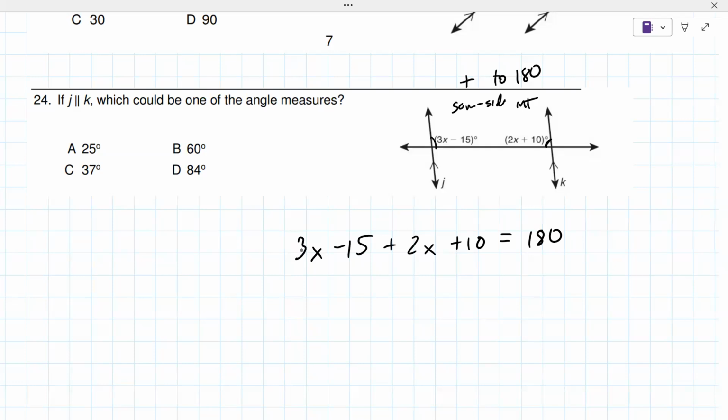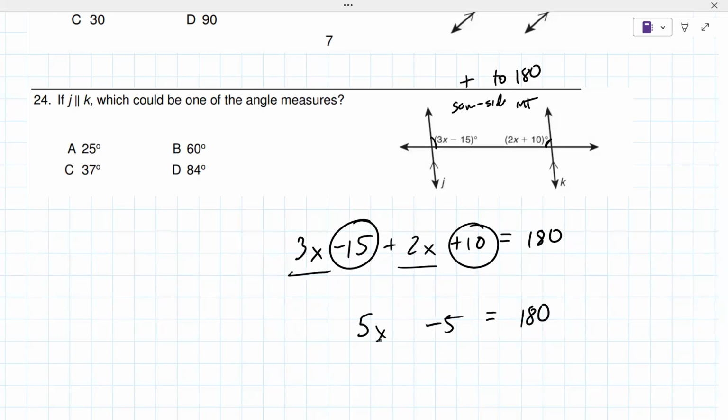I'm a little confused on this one. Okay, so take 3x and the 2x and add them together. 5x, minus 15 plus 10 is negative 5. You've got to solve this for x. How do you undo that stuff on the left side of the equation? What do you undo first? Multiplication or subtraction? Subtraction. So add 5 to both sides. So keep going. So it'd be 5x equals 185.